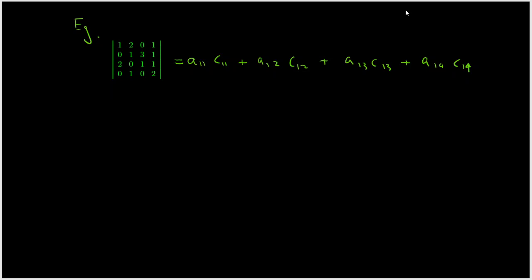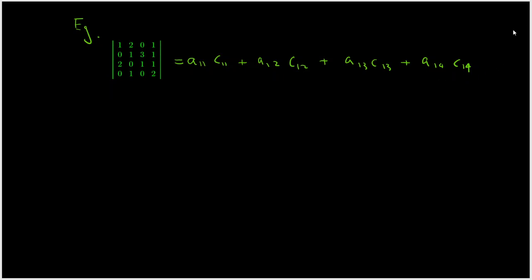You're going to see A11 as a number. In C11, you need to compute a 3x3 determinant. In C12, you need to compute a 3x3 determinant, right? In C13, you need to compute a 3x3 determinant. So that's what I meant by defining determinants recursively. The problem of computing a 4x4 determinant is converted to calculating many 3x3 determinants.